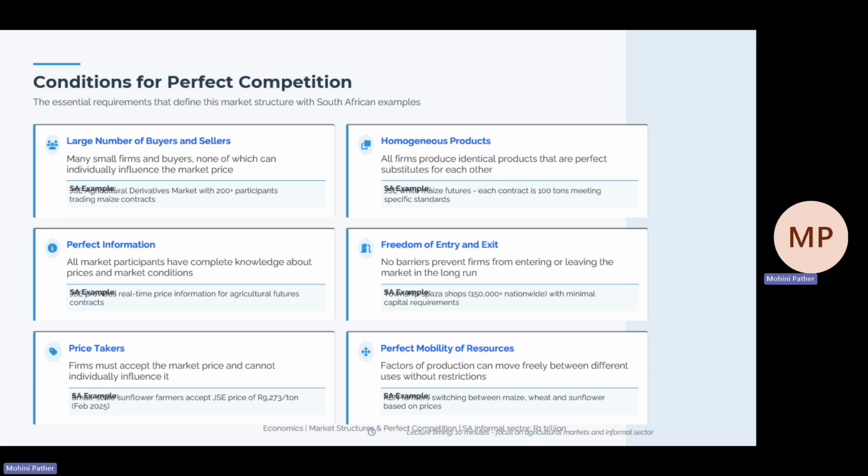And then, of course, you need perfect mobility of resources. Okay, so you'll see that there are slight differences between the characteristics of a perfect market and the conditions for a perfect market. So the last one is that we need perfect mobility, and of course, perfect information is the other one we've added. So there are factors of production that can move freely between users without any restrictions. So in KwaZulu-Natal, switching between maize, wheat, and sunflower is something that farmers typically do, and they do that based on pricing.